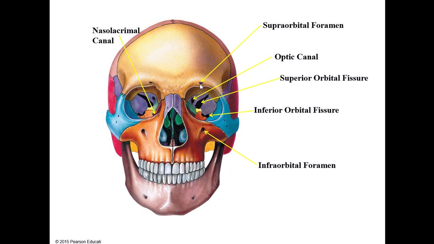Okay, so if you go from above, supraorbital foramen, superior orbital fissure, just medial is the optic canal, inferior orbital fissure, right? The nasolacrimal canal would be in this corner here. It's a duct, it's a tube that brings the tears down over here. So that would be called the nasolacrimal canal. And then finally the infraorbital foramen right over here.